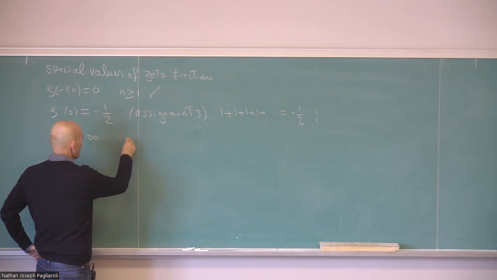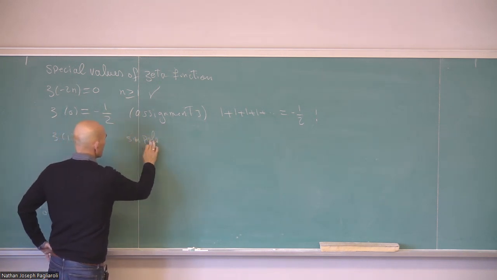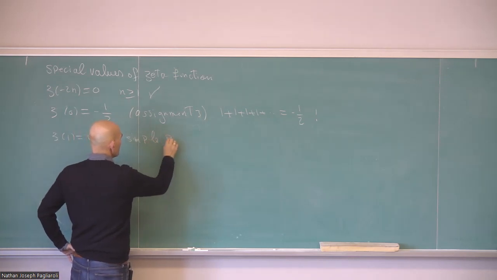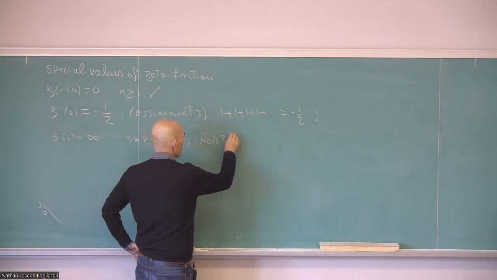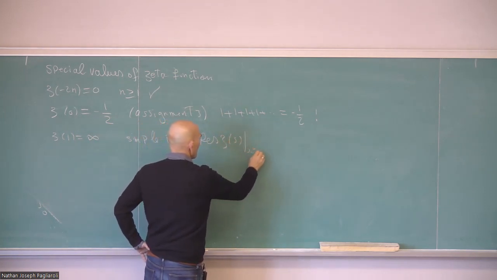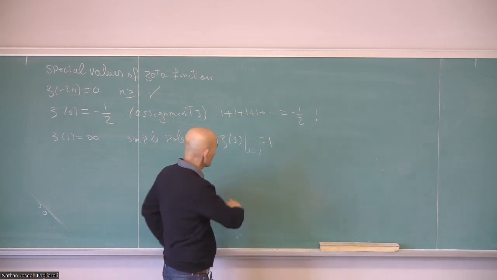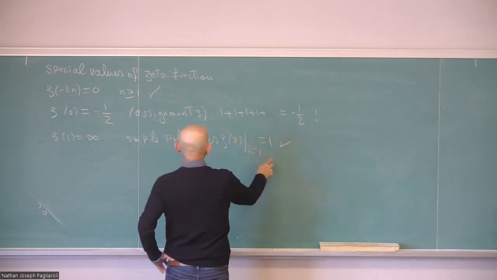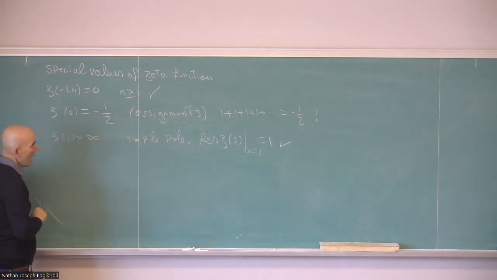So moving forward, of course, zeta of 1 is infinite. Yeah, so this is a simple pole. And then there is a residue. When there is a pole, there is also a residue, which is 1. This we already calculated. So this is assignment. Two out of three we have already done.